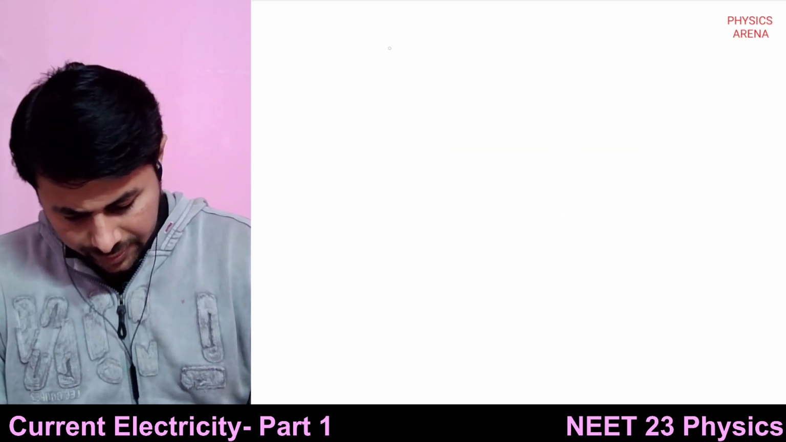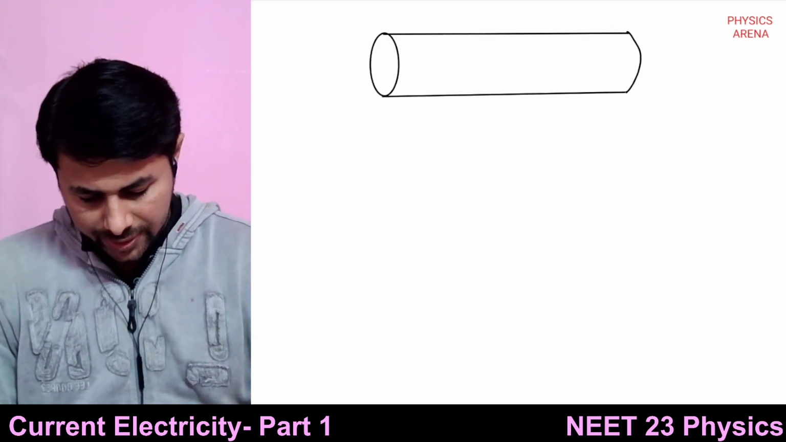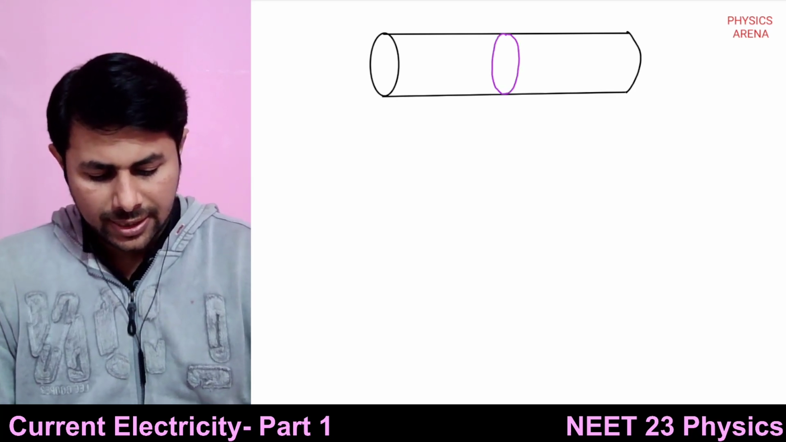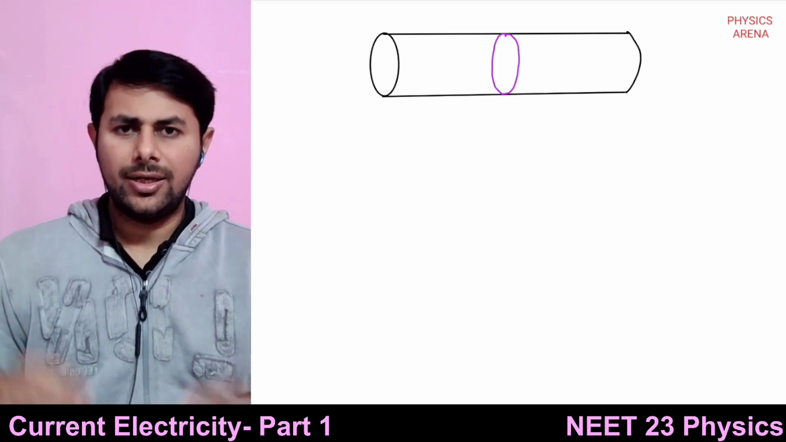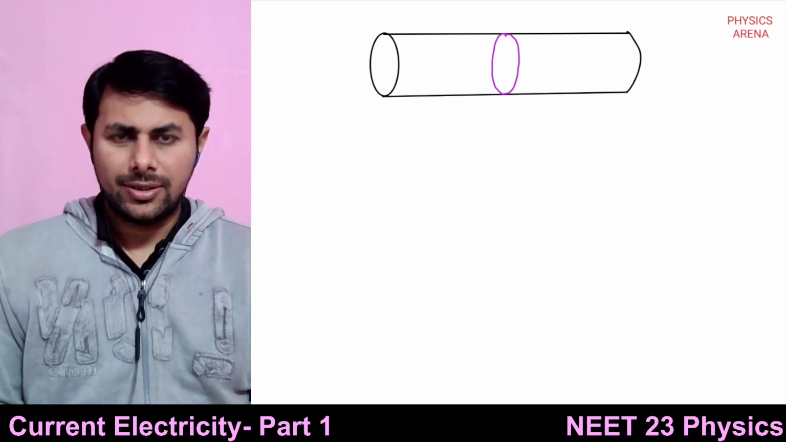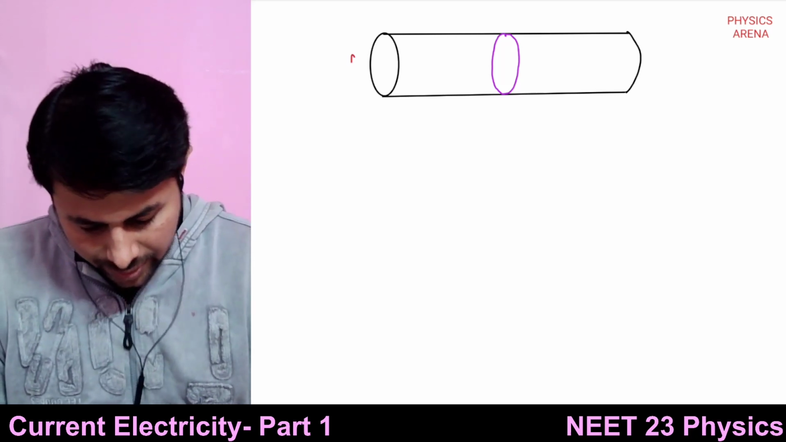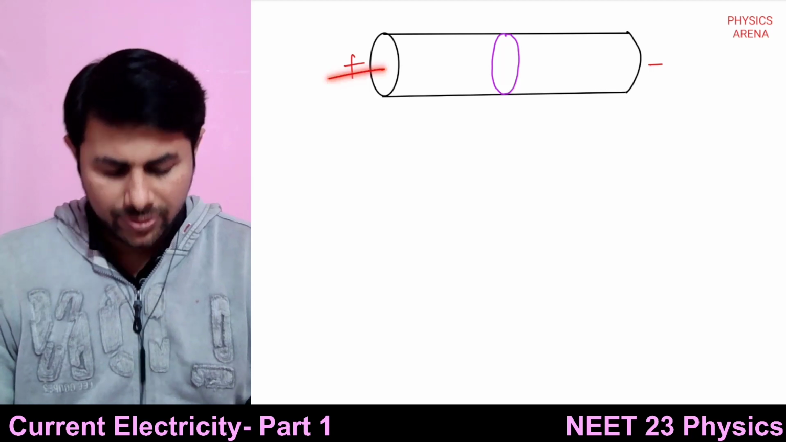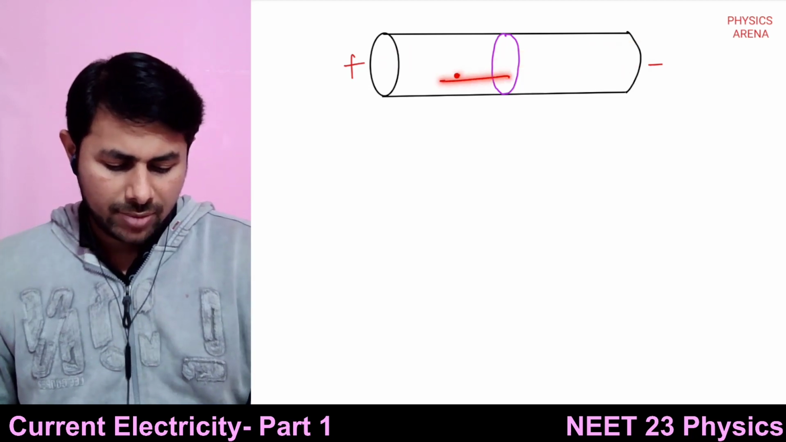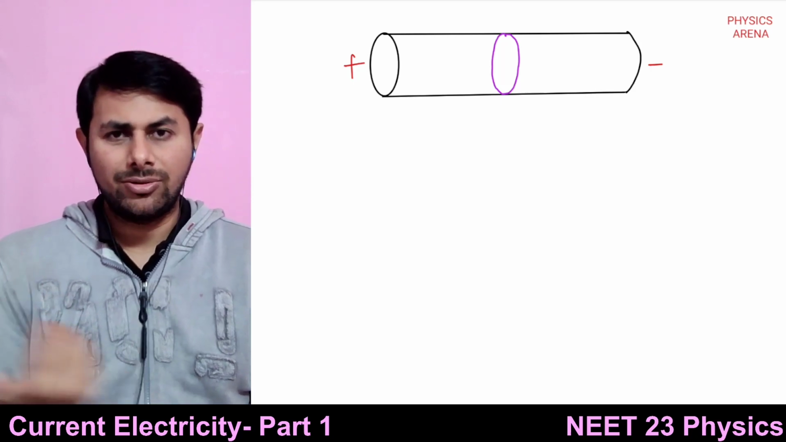Once again, let's consider our cylindrical conductor. If we consider a cross-sectional area inside this conductor, electrons have gained some average velocity, so on average some electrons will drift towards this positive terminal. The electric field is from positive to negative. Electrons are moving from negative to positive.